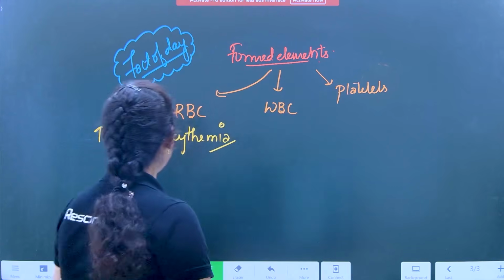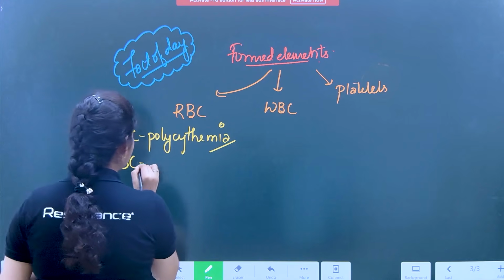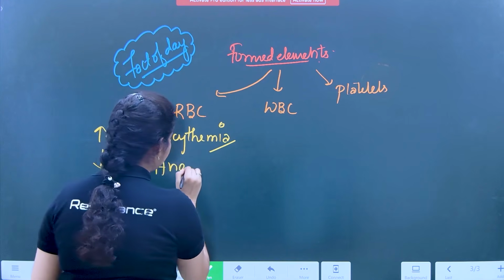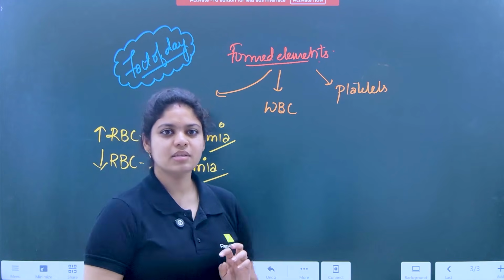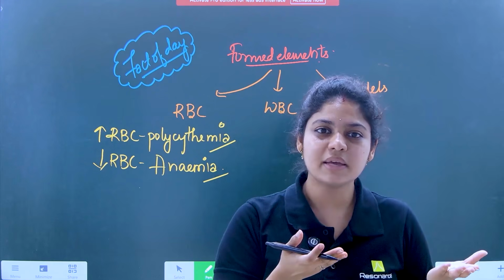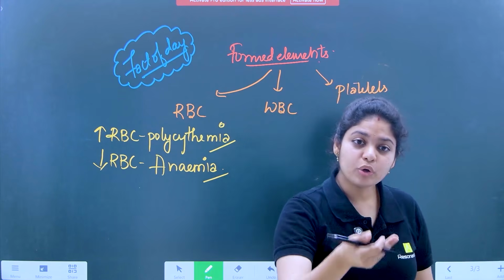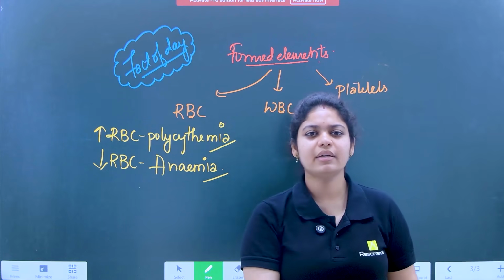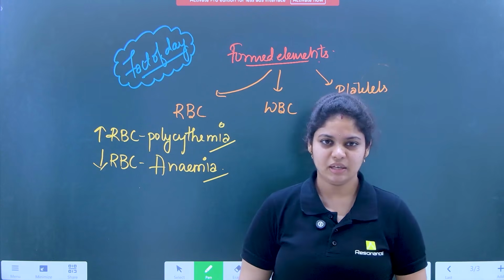Understood? If there is decrease of RBC, then it is called, we are very familiar with this term, anemia. Less iron in your body. Where is iron present? In the RBC. If RBC count decreases, automatically iron content in the body will decrease. Iron content decrease means anemia.